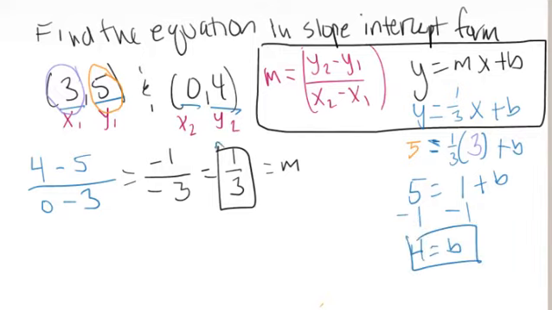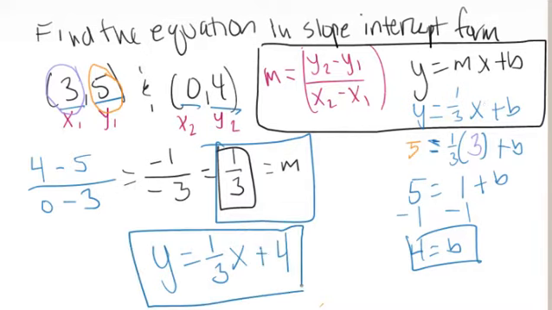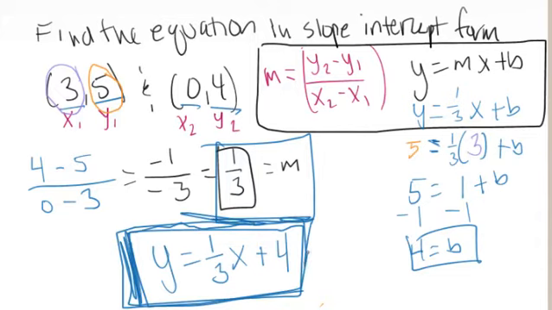Once I have b, and I also have the m for slope, I can just plug it in. Y equals, instead of m, I'm going to plug in 1/3 x, and instead of b, I'm going to plug in positive 4. And there's my final answer. Okay, there she is. That was a tricky one. I would watch that one a couple times.